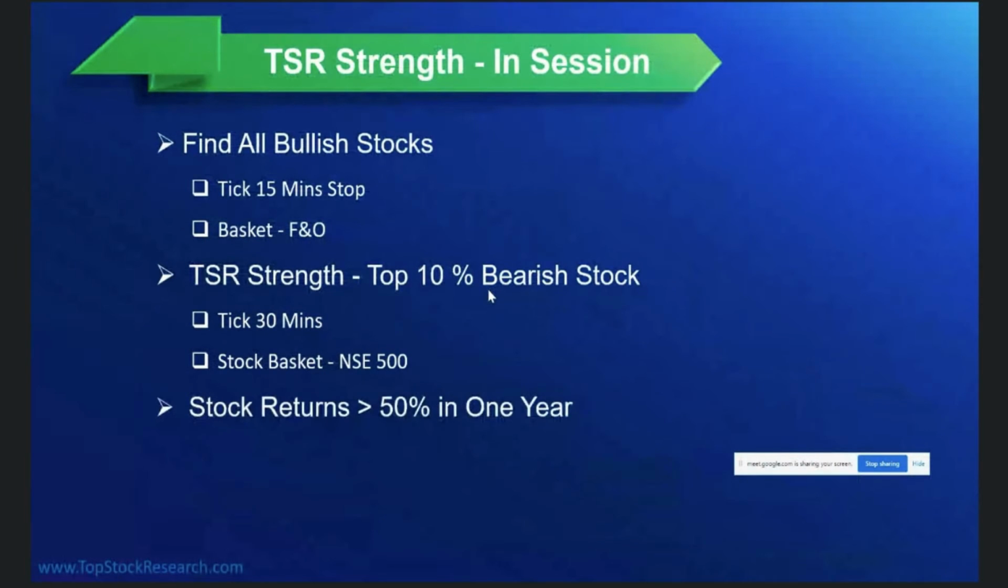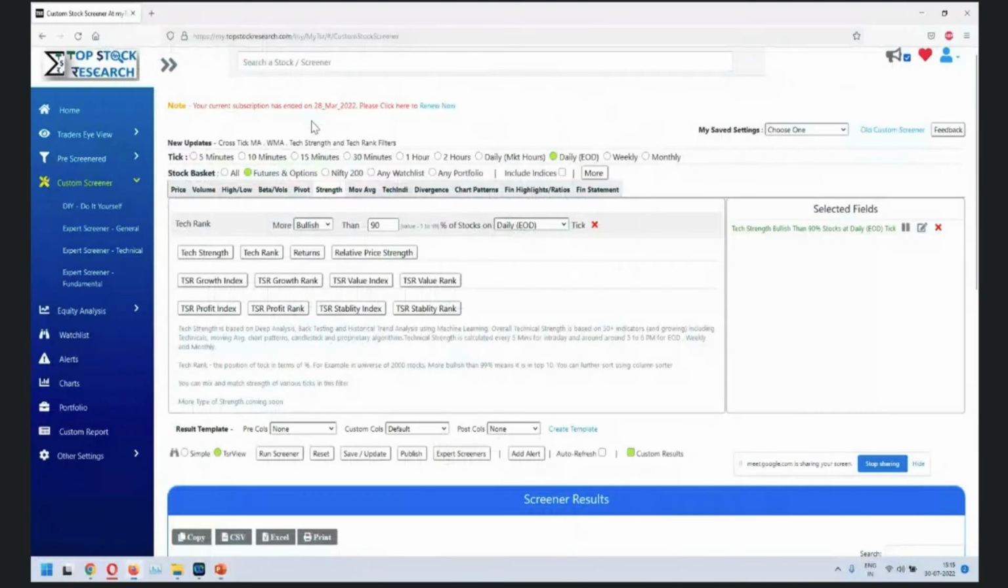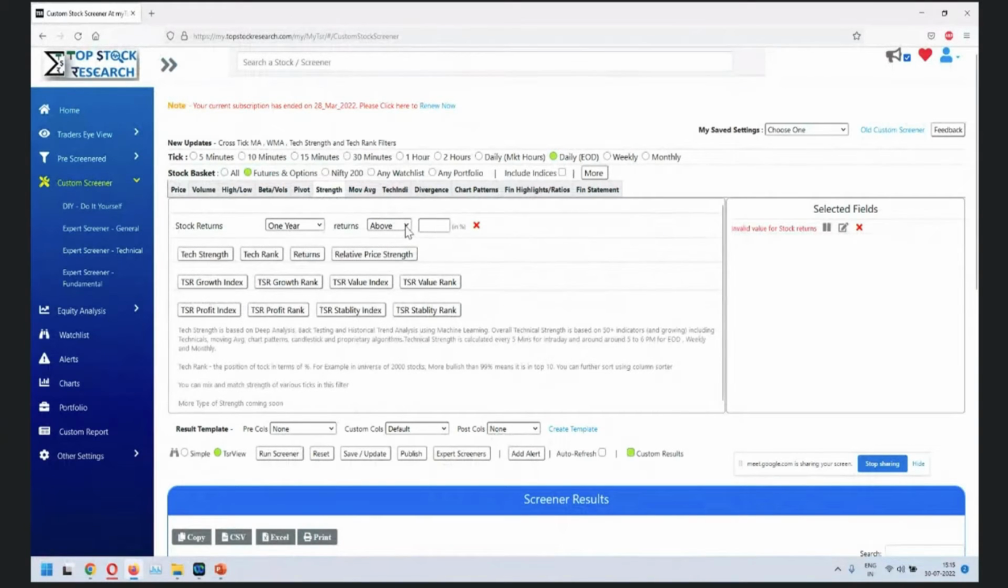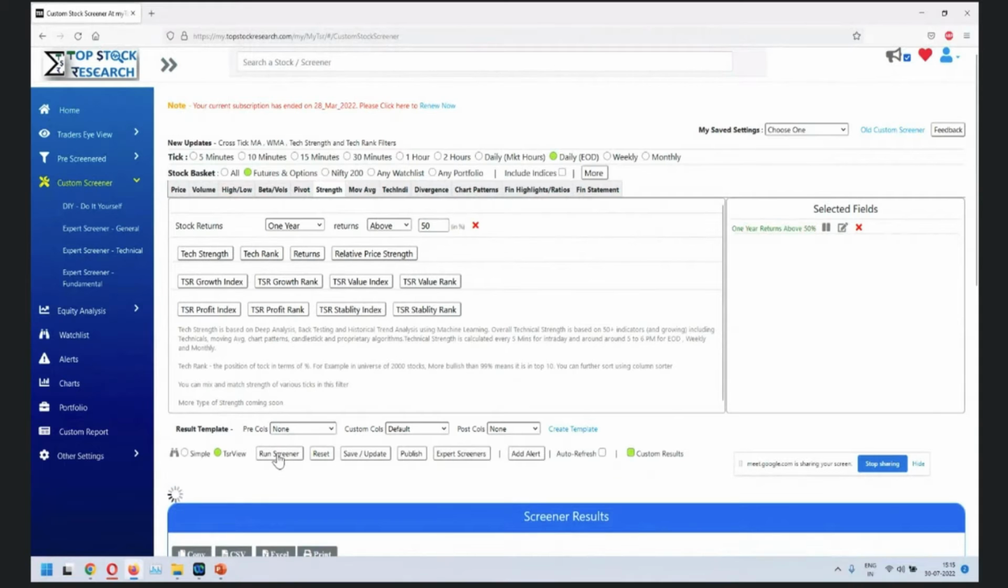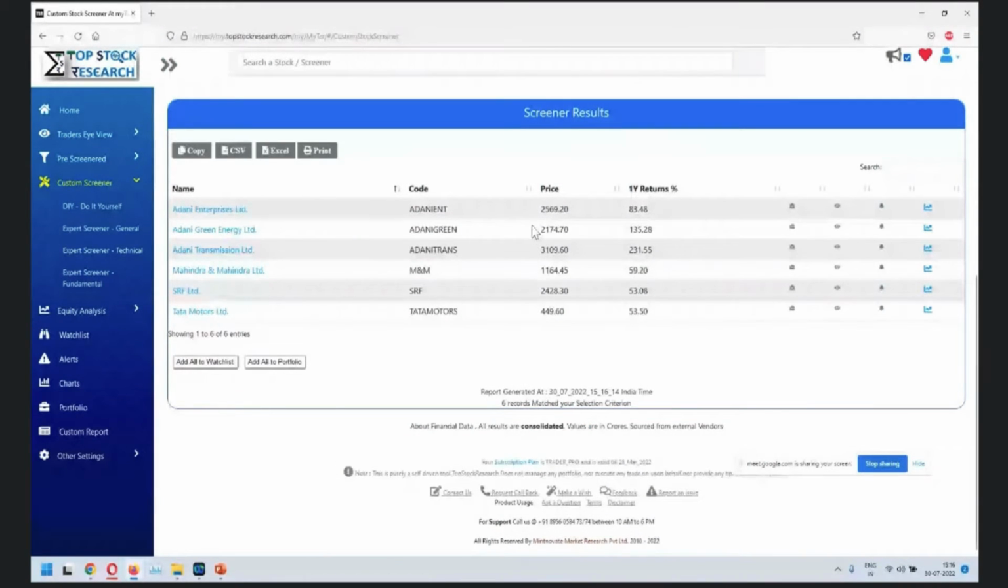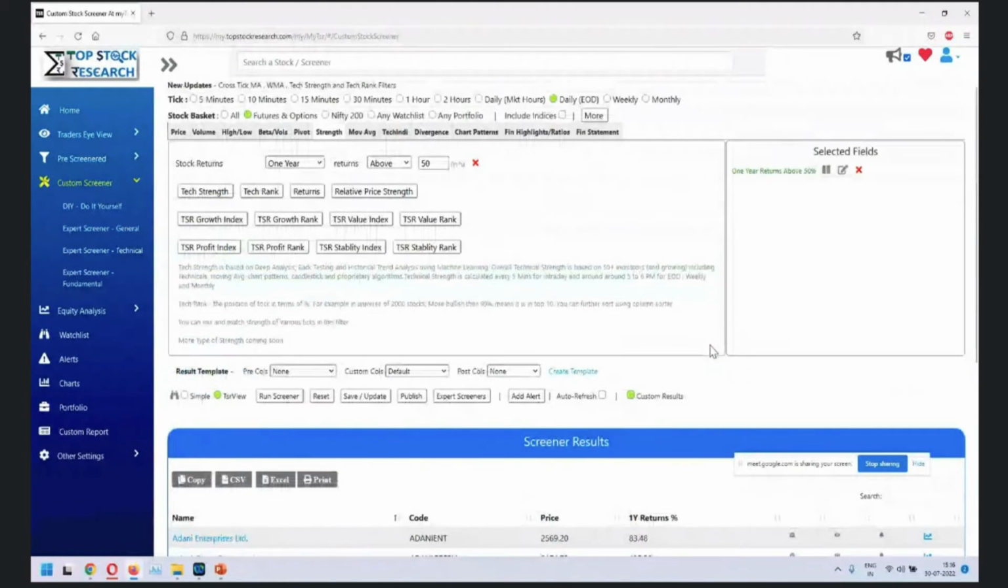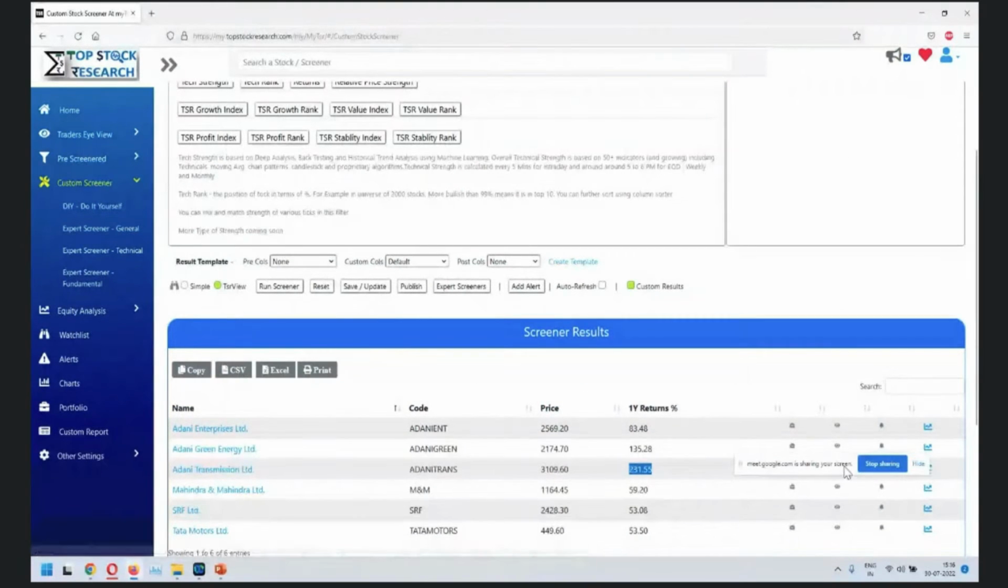Next one in this is stock returns greater than 50%. So resetting back, strength, returns, 1 year return above 50%. And yeah, these are the stocks which have given excellent returns. For example, Adani, again, Adanis are coming here. So 83%, 135%, 235% return. Looking at this one, what return are we looking at? 1 year.